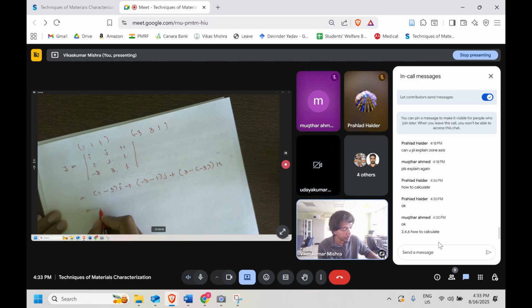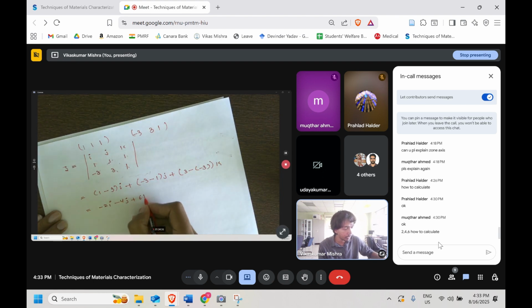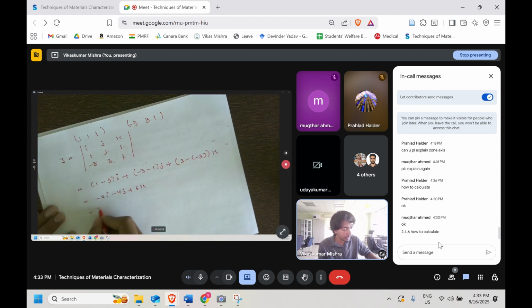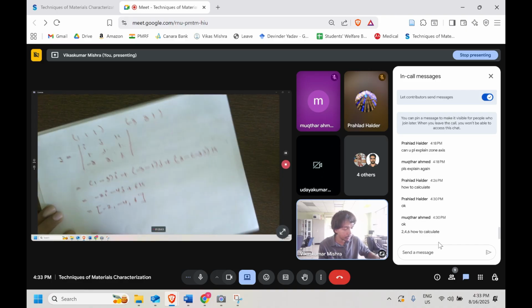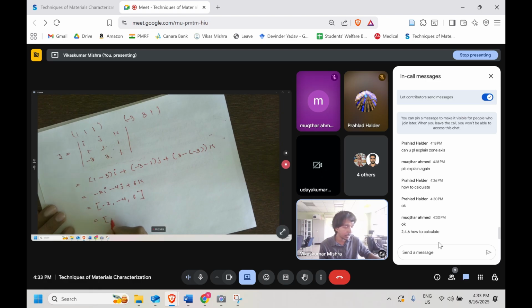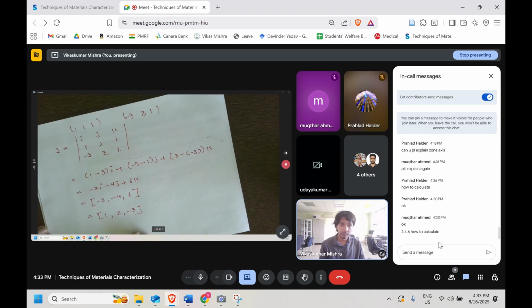So now we can say it will be minus 2i and minus 4j, and minus minus will be plus, so 6 of k. This is how we can say it will be minus 2, minus 4 and 6. And we can again normalize it to 1, 2 and minus 3. Is it clear now, Ahmed?